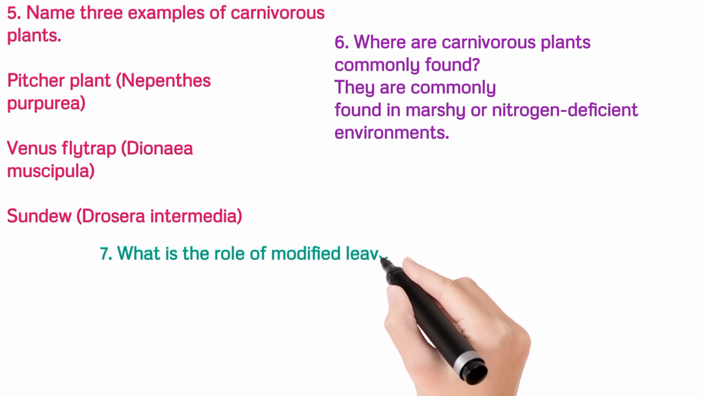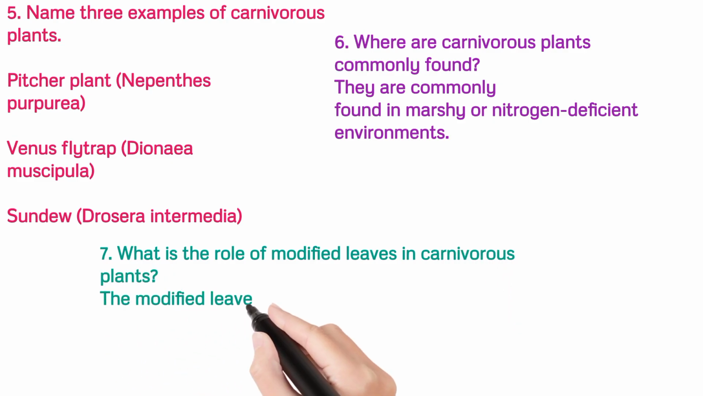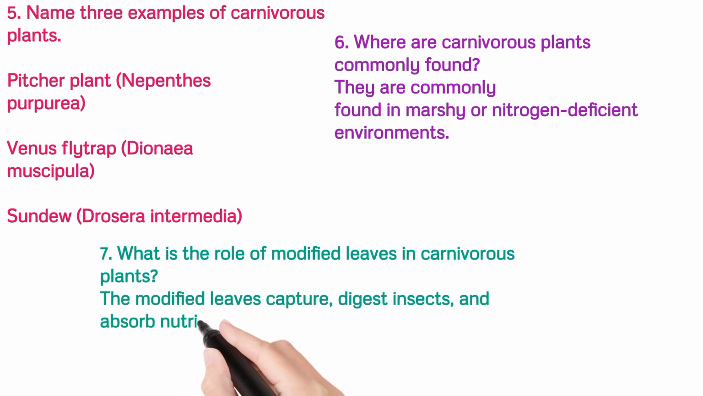7. What is the role of modified leaves in carnivorous plants? The modified leaves capture, digest insects, and absorb nutrients.